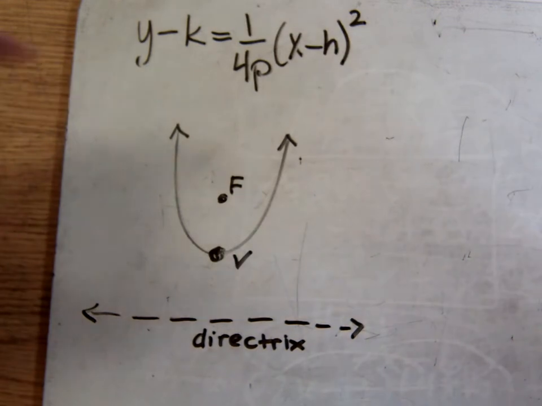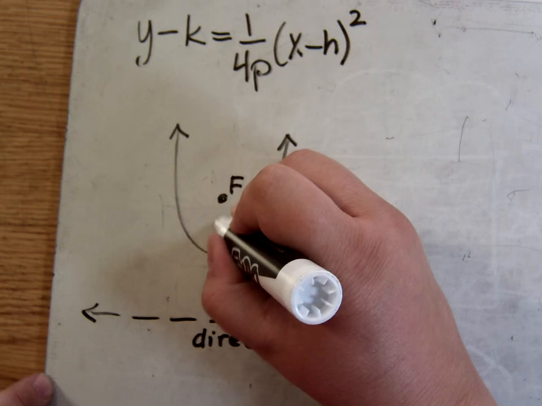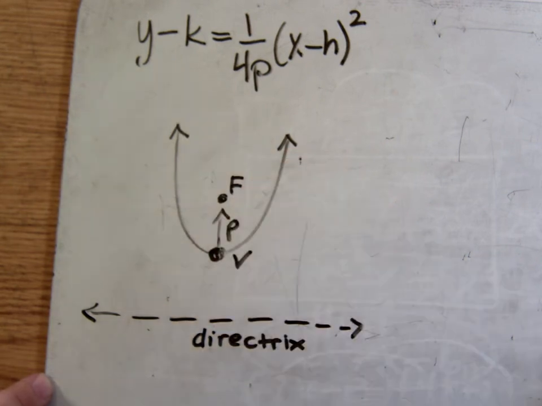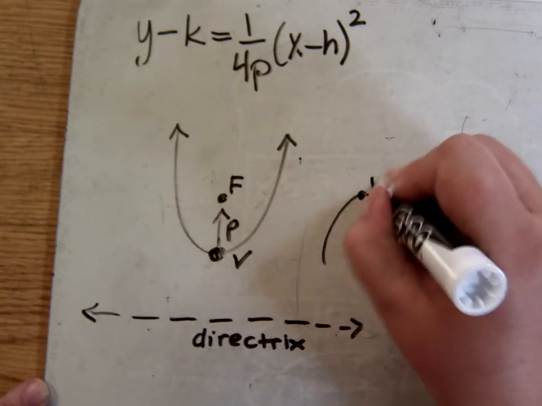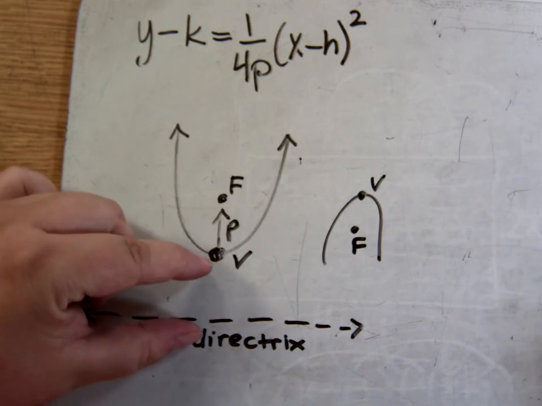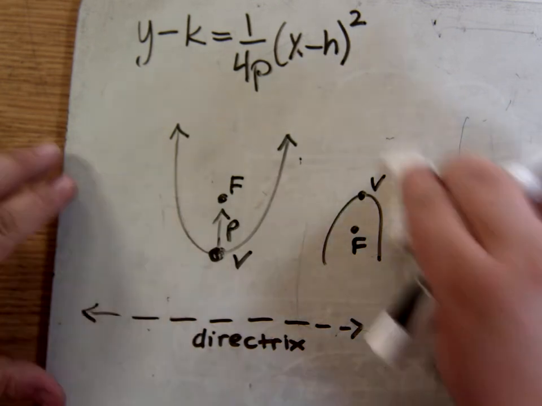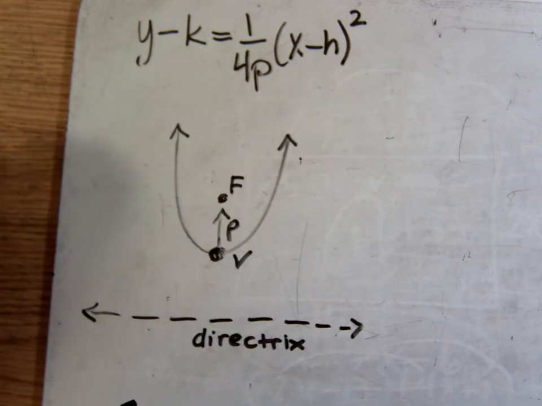Well, what is p? P is the distance from the vertex to the focus. So if p is up, that means you're going up from the vertex to the focus. If p is down, that means I would be going down from my vertex to my focus. This distance is the same number as p, but in terms of sign, we're starting at the vertex and walking toward the focus. I'm standing at home base and I'm walking toward my baby lamb. That's how I get p.